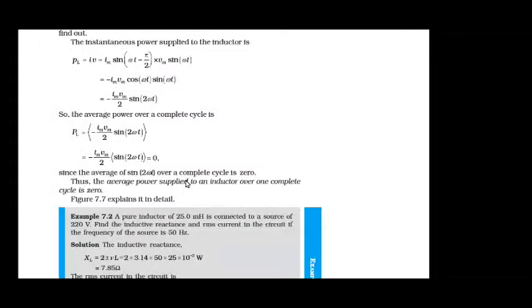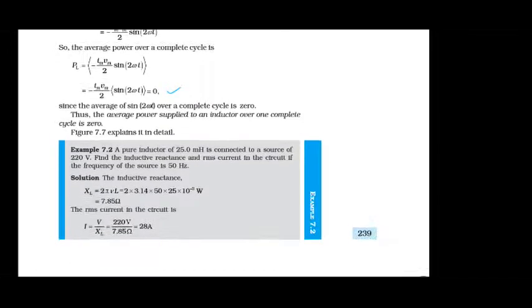So we got this equation. Finally, we have reached this equation, and since the average of sine omega t over a complete cycle is 0, thus the average power supplied to an inductor over a complete cycle is 0. Now let us see the examples based on this concept.